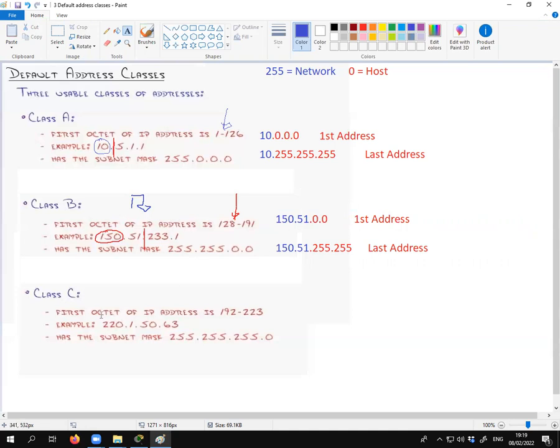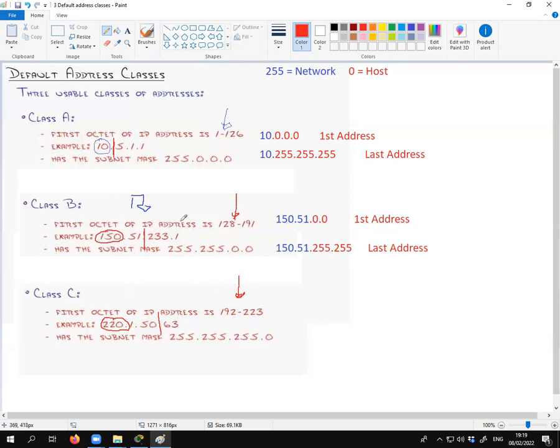Okay, class C. You know it's a class C because the first octet of the IP address is between 192 and 223. So here, this one, 220, lives between 192 and 223: 220.1.50.63. And the default or starting subnet mask is 255.255.255.0. So it's like we're moving our red divider another part across, aren't we? So it's in the third octet here.